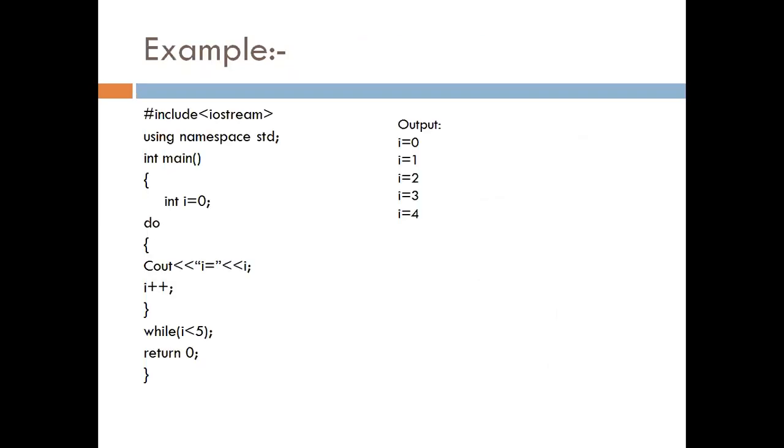This is the example. Here again we display the value of variable I from 0 to less than 5. This is the initialization, I equals 0. Then we display the value of variable I, and here we perform the increment. Then we check the condition while I is less than 5. It means I is initialized to 0, so it directly displays I is equal to 0. We increment I by 1, and then we check whether I is less than 5. Yes, so it displays I is equal to 1.